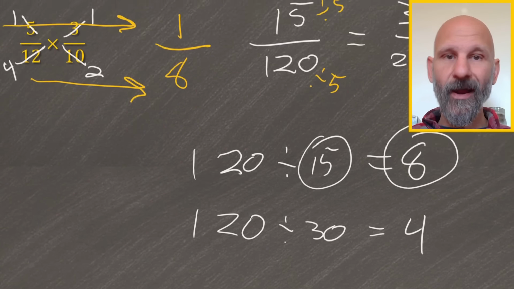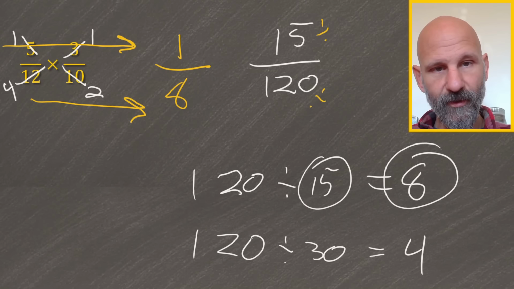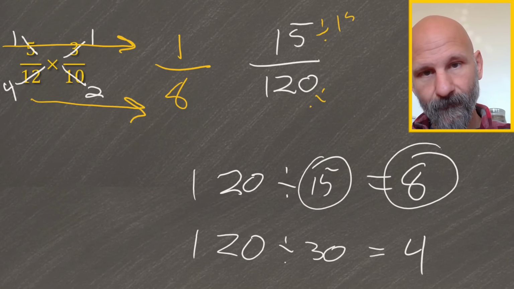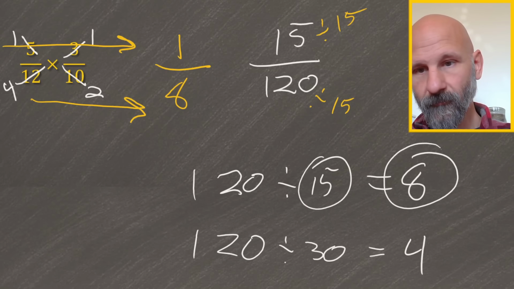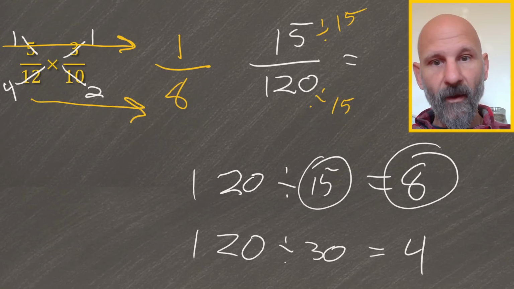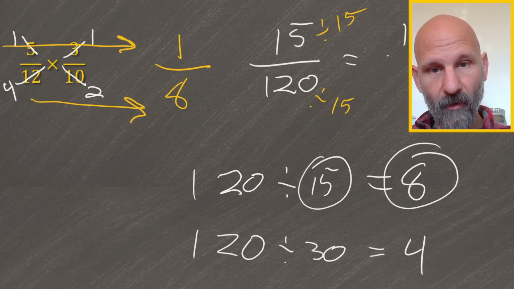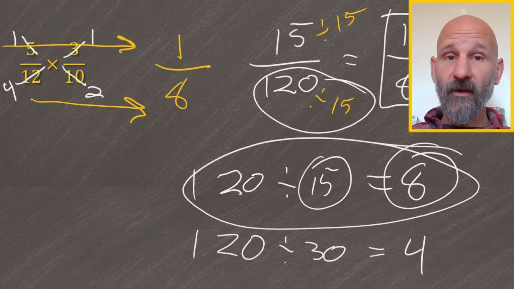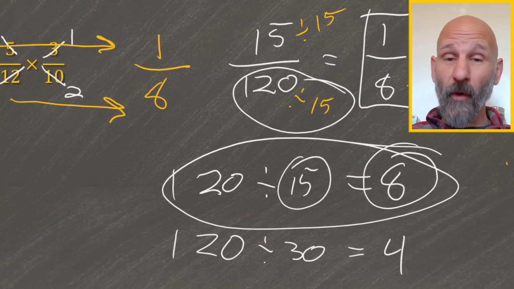So now I know, oh, well, I could have done divide by 15 and divide by 15. And that would have given us 1 over 120 divided by 15. I have it written right there, makes 8. Okay, so there's a lot of different ways of actually getting the 1/8.